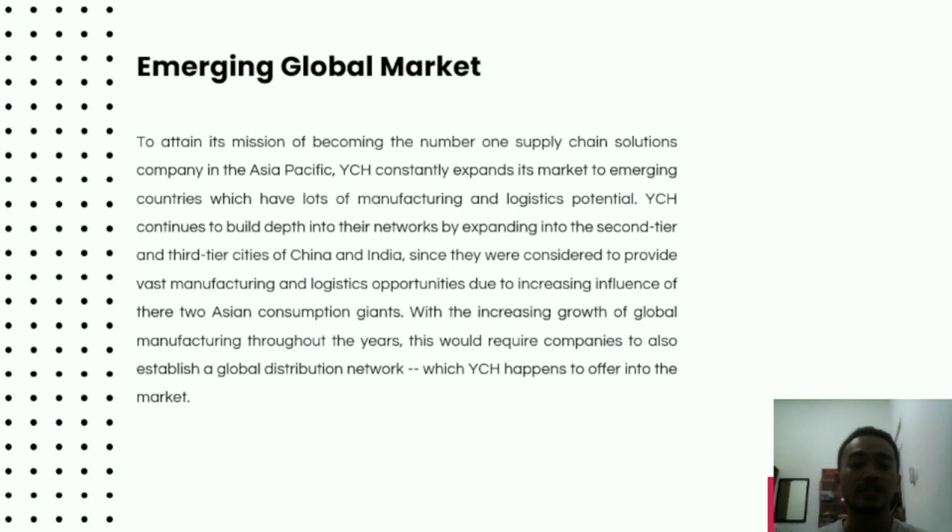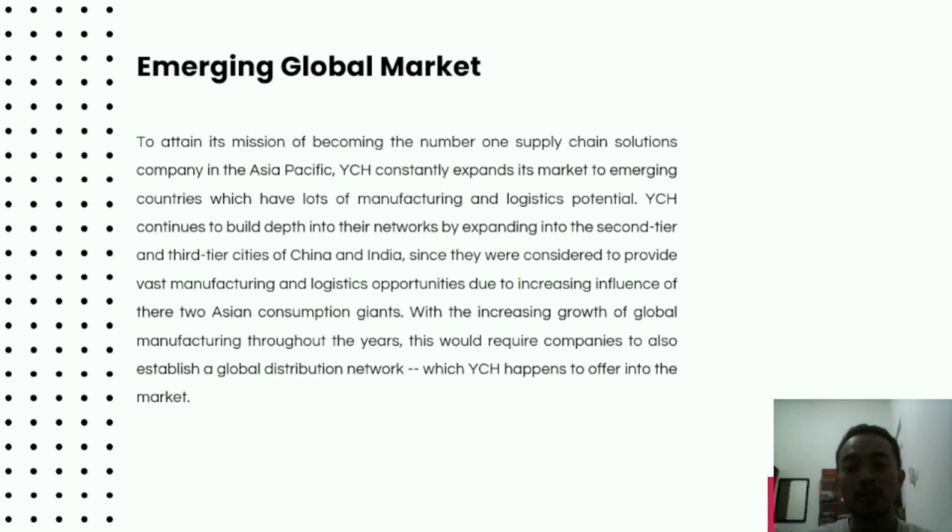To attain its mission of becoming the number one supply chain solutions company in the Asia Pacific, YCH constantly expands its market to emerging countries which have lots of manufacturing and logistic potential. YCH continues to build depth into their networks by expanding into the second-tier and third-tier cities of China and India, since they were considered to provide fast manufacturing and logistic opportunities due to the increasing influence of these two Asian consumption giants.